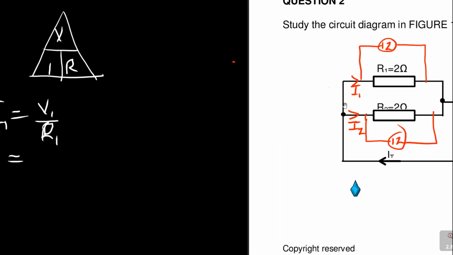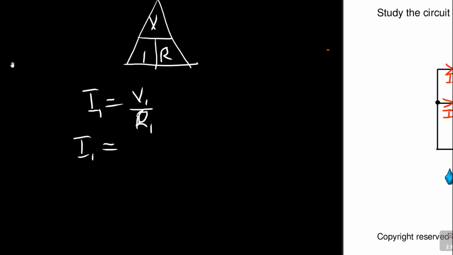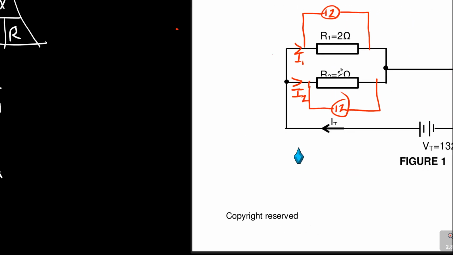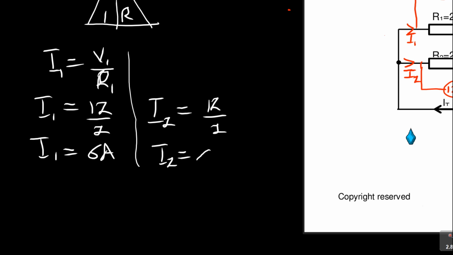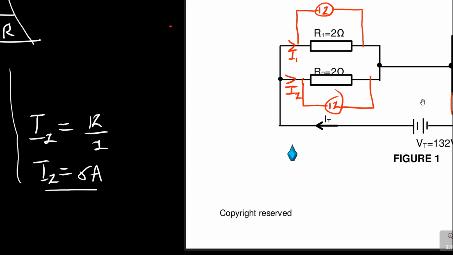Let's just do this. What is V1? 12, because that's R1. And R1 is what? It is 2. So it's 12 over 2, which is equal to what? I1 is equal to 6 amps. What about I2? It's also 2 ohms, the same answer. You can say I2 is equal to I1. Therefore, I2 is 6 amps again. Same resistors, which means the current was dividing fairly into 2 equal parts.